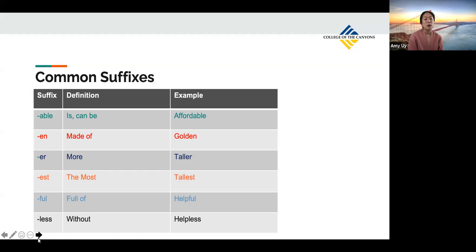We have ful, with a definition of full of. And an example is helpful. And helpful means someone or something that's ready to give help, right? And then we have less, which means without. And an example is helpless, without help.